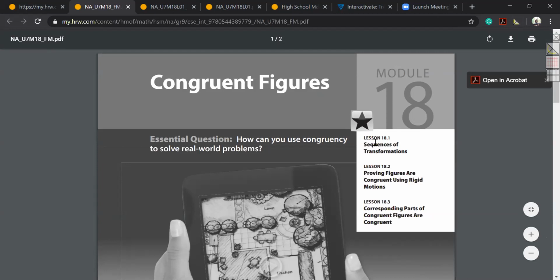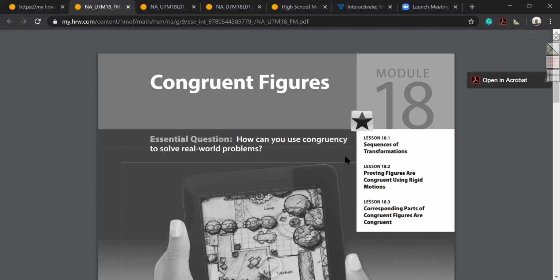Today we are doing the lesson of sequences of transformation. You know what a sequence is, right? Sequence means more than one transformation after each other. In lesson 17.1 we took translation alone, 17.2 we took reflection alone, 17.3 we took rotation alone. In lesson 18.1 you are going to be taking more than one transformation in the same problem.